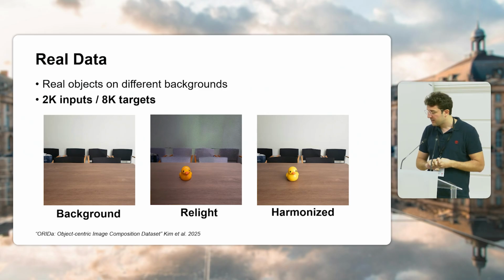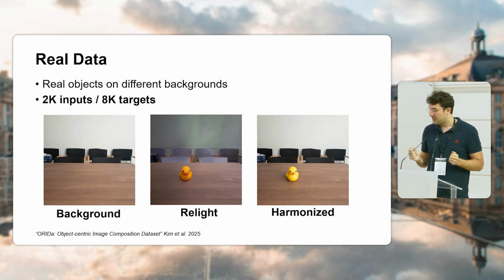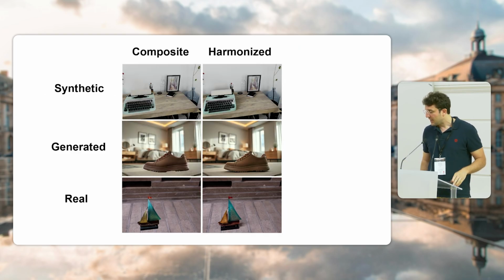And finally, we take some real data from the Orida dataset by Kim and colleagues. They have the dataset with background images and with an object on it, so basically the left and the right parts here. And to get the relit image, again, we use the off-the-shelf network. And in this example, what we can do is segment the dog from the image in the middle and paste it on top of the background, and we have the inconsistent composite. And this is just an example of more images with the three sources of data.